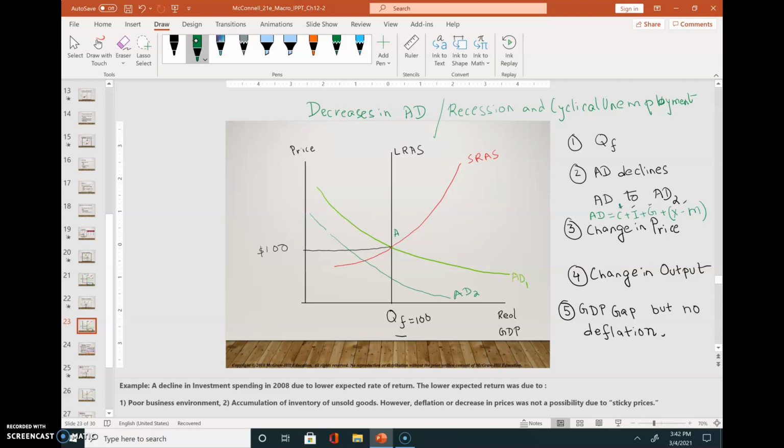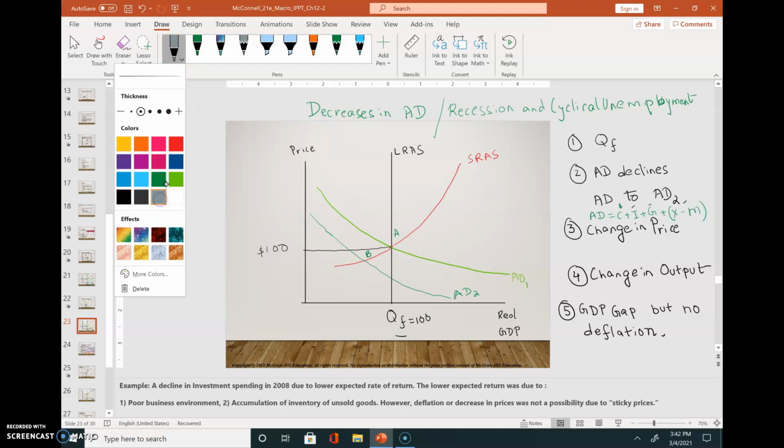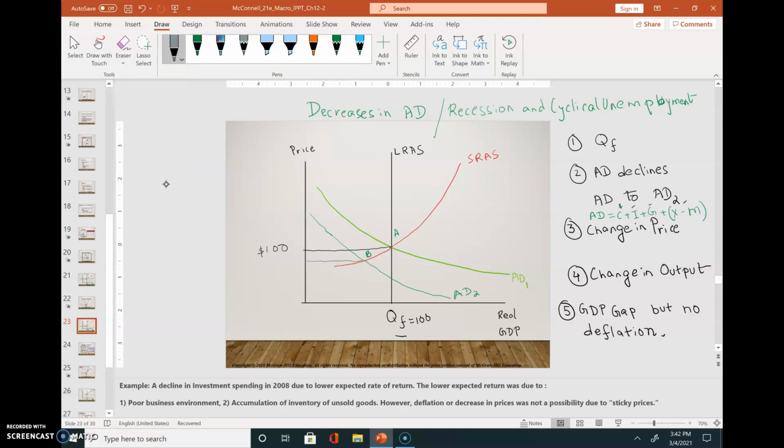Now we got to see what happens to price and what happens to output level. We move along the short run aggregate supply curve to another intersection point. Let this be point B. What I will do here is drop two lines from point B, one on the vertical axis and one on the horizontal axis. Say prices went down from $100 to $90, and the output went down from QF to Q2, and let Q2 be equal to 90.